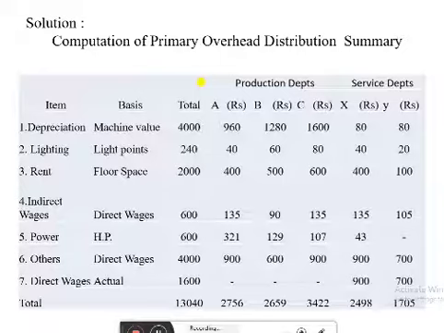So as we all know, if you make all the totals, you'll get 13,040 the total. For production A, it is 2,756. For production B, it is 2,659. Production C department, it is 3,422. Service department X, it is 2,498. Service department Y, it is 1,705. So this is the computation of the primary overhead distribution summary. So this is one part of the question solved. Now we'll move on to the next part of the question.